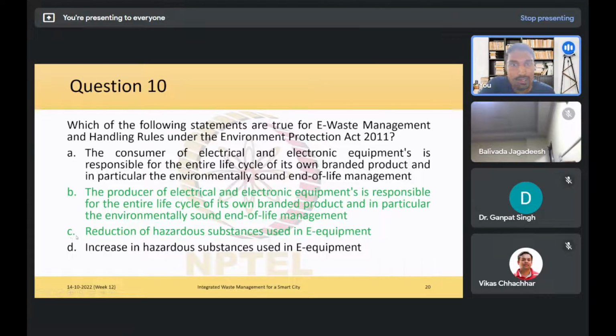Between C and D, the Rules and Environmental Protection Act say that the hazardous substances used in electronic equipment should be reduced. We have to reduce the usage or the quantity of the hazardous substances that go into these electrical and electronic products. We don't want to use more of these. Therefore, option C is right. So B and C are the right options.